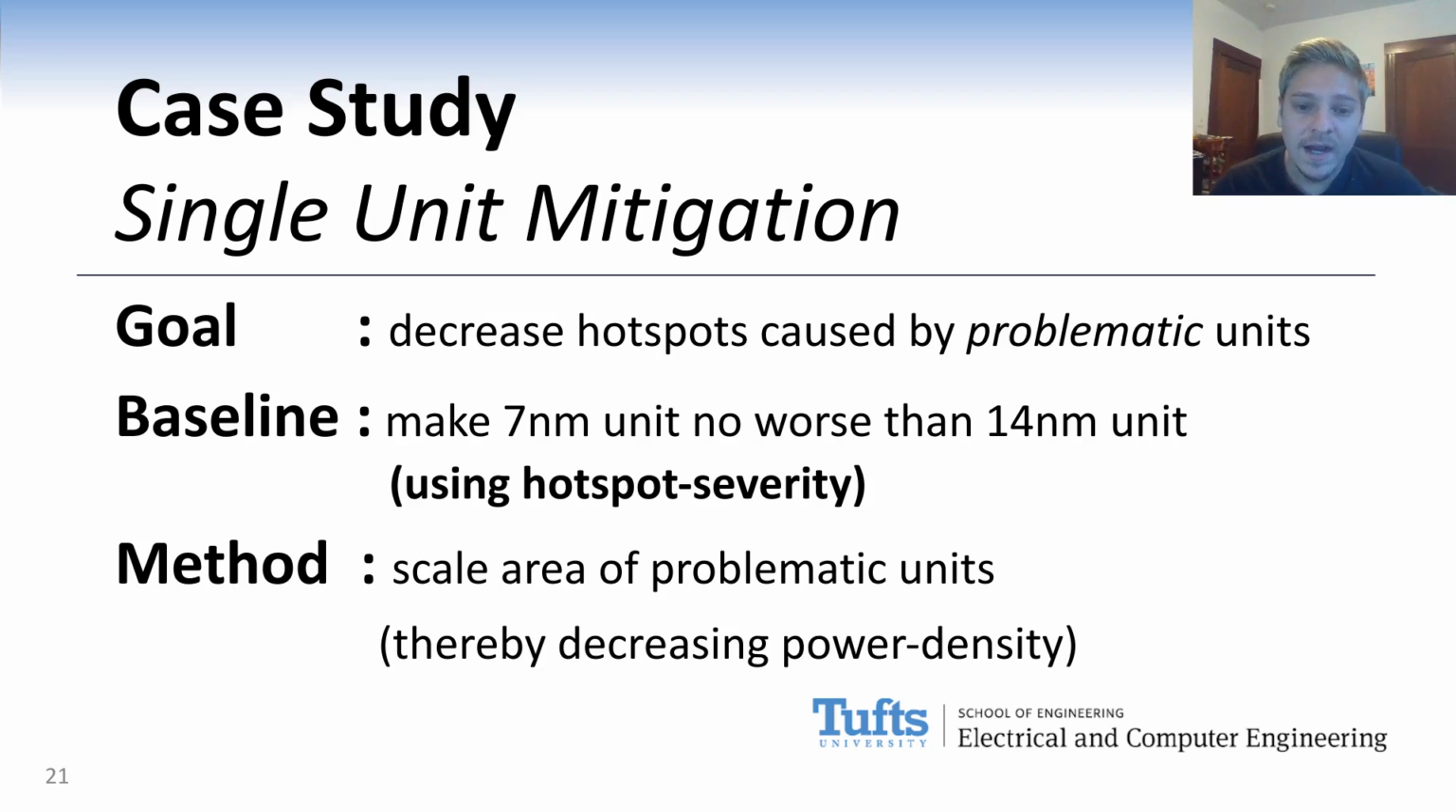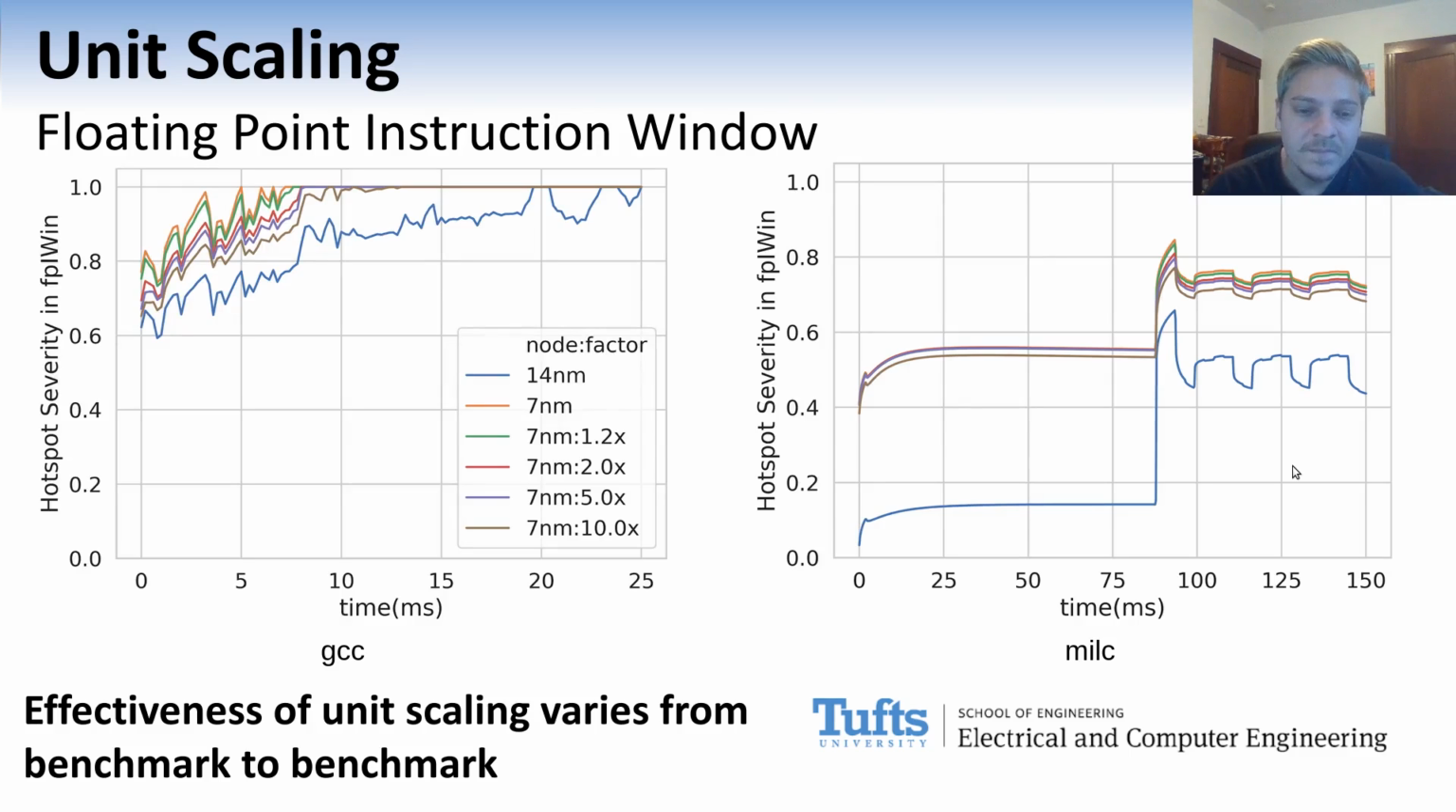The method that we've chosen to evaluate this mitigation technique is simply adding white space around the unit, scaling the area up, thereby decreasing power density, and showing the results on the next slide. In this case, we're scaling the area of the floating point instruction window. On the left, you'll see a run of GCC. On the right, you'll see a run of milc. I want to focus in on GCC for the time being.